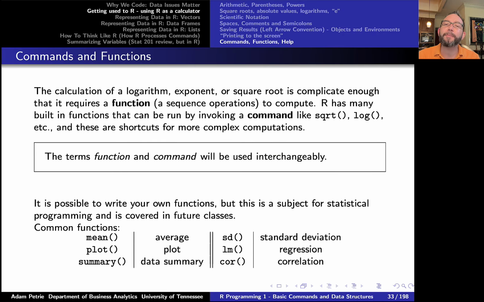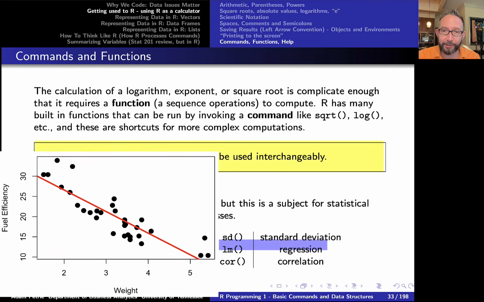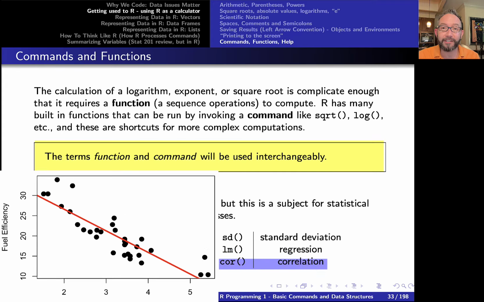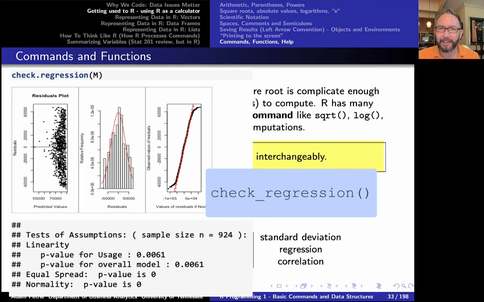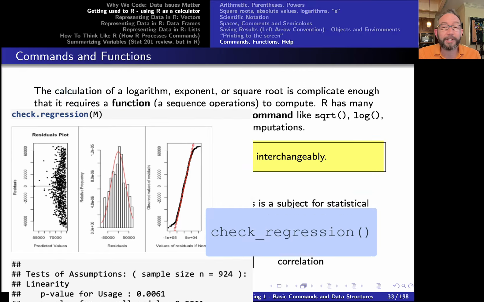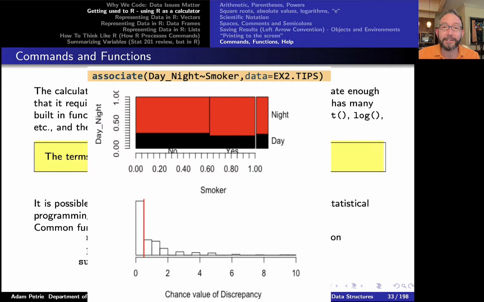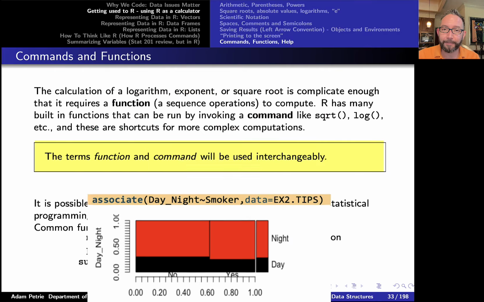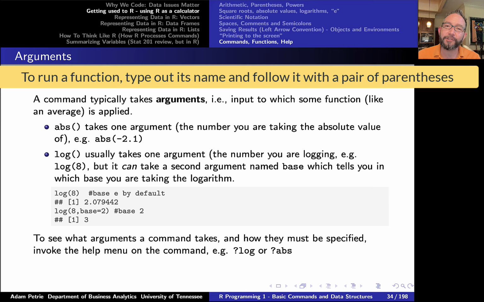And then finally, let's talk about commands versus functions. Now, these are 2 words we're going to use interchangeably, and we're going to be using functions and commands a lot in this class. We'll be using the LM function to fit a simple linear regression model. We'll run the check regression function in order to see if running regression was a smart thing to do. We'll use the associate function in order to figure out if there's an association, let's say, between the probability that someone makes a purchase and their income. Remember that in order to run the function, you have to give some parentheses after the name of that function, and then give the function some arguments, something that the function needs in order to run.